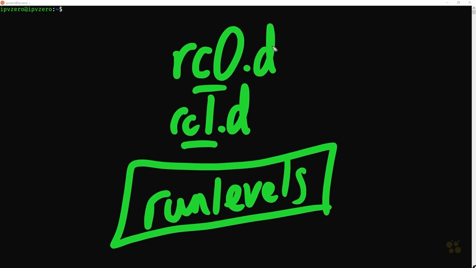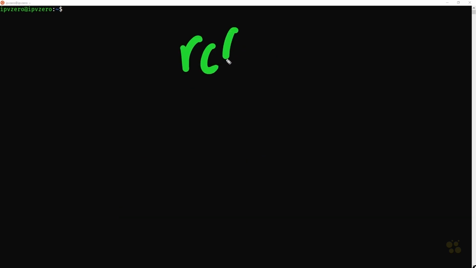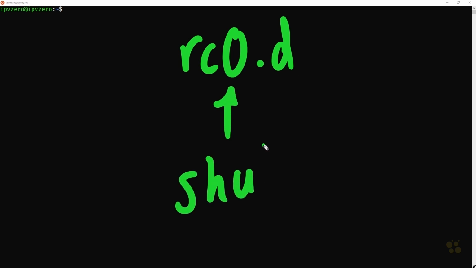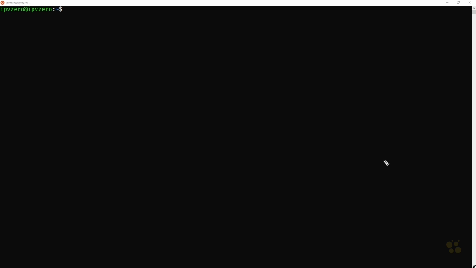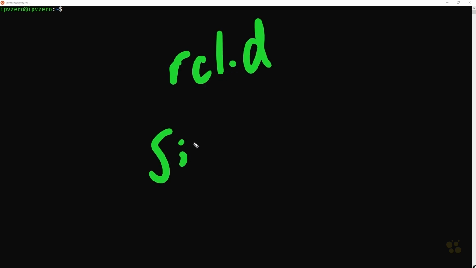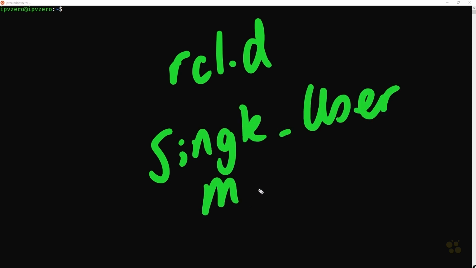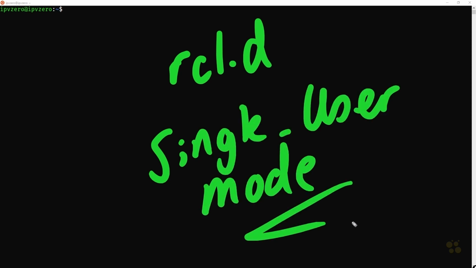So run level 0 in this case, so rc0.d, would correlate to run level 0. This would denote the system being shut down. Whereas rc1.d would relate to the run level known as single user mode. And again, don't exactly worry about this just yet. We'll get to talk about run levels a little bit later on. But understand that init is going to look in these two different directories depending on whether you have a Debian-based system or a Red Hat-based system.